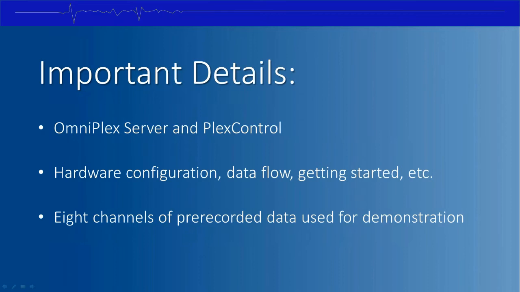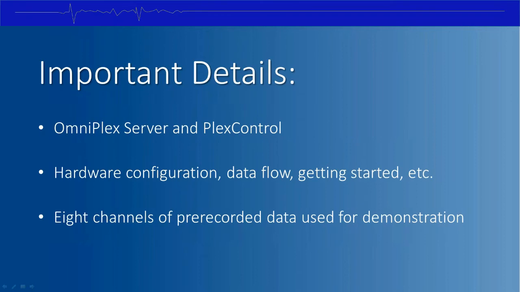This is why we will spend most of the time today in this software. Next, things like hardware configuration, data flow, getting started with data in the system, etc. will not be covered today in the webinar. These details are well documented in the OmniPlex user guide, which is available on the Plexon website and made available at the end of this presentation. The data that we will be looking at today is 8 channels from a previous recording session. It's not simulated data, but it is pre-recorded and played back into the OmniPlex system. And lastly, the software we'll be using today is OmniPlex Release 16. This is the 16th release of the OmniPlex software.